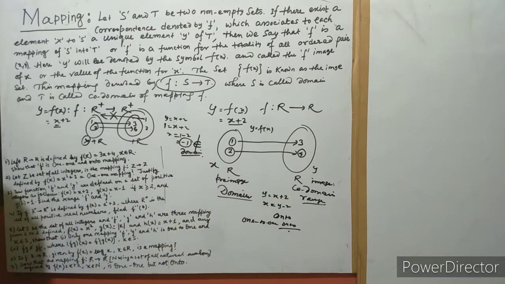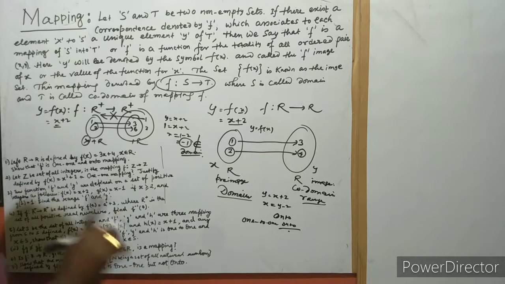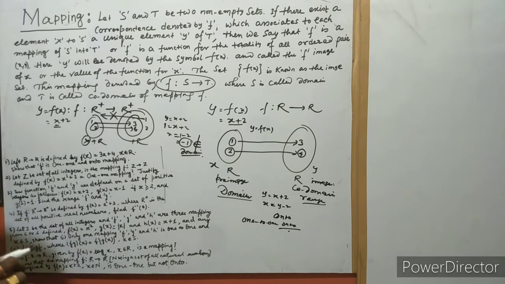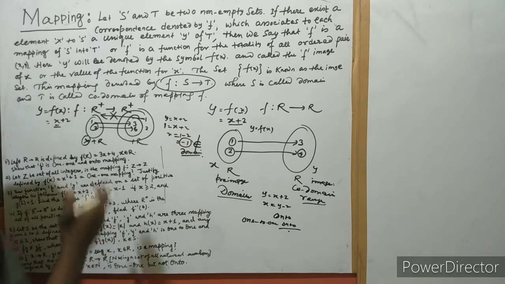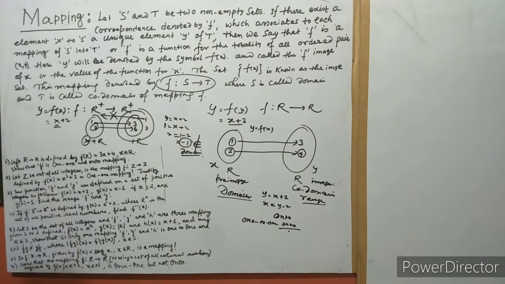Okay, so it's only called into mapping. So onto or into: onto means each and every value of the codomain is satisfied by the domain, but in the case of into mapping, there are some values where we don't get a pre-image of the domain. So this is the difference between into and onto mapping.